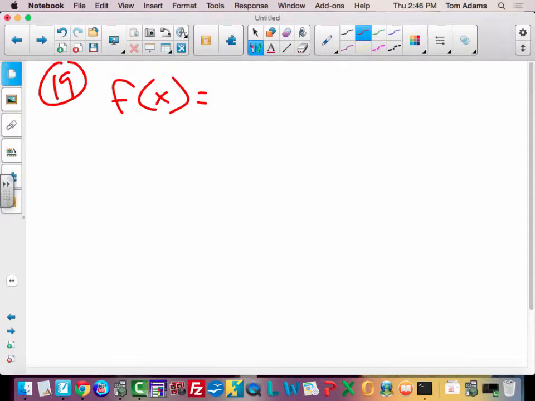f(x) is equal to 2x squared minus 1 all over x squared plus 3, right? It says find the horizontal and vertical asymptotes. Use limits to describe the corresponding behavior. Where do the vertical asymptotes come from?